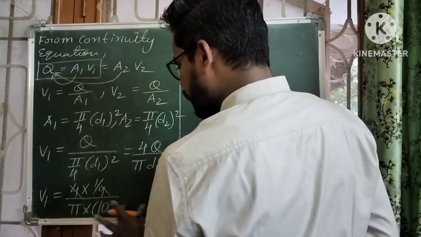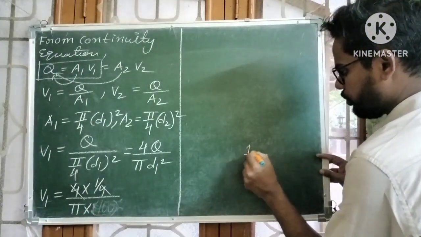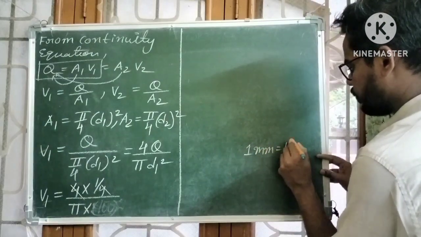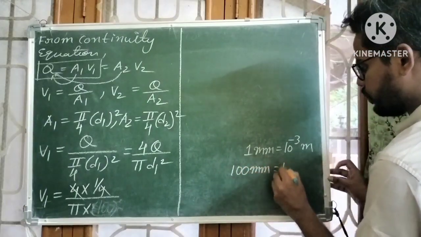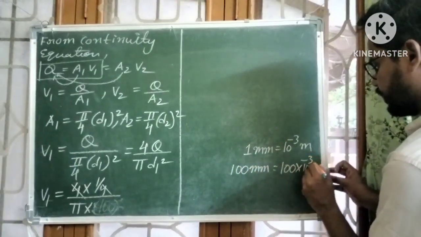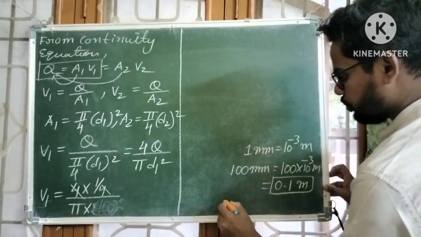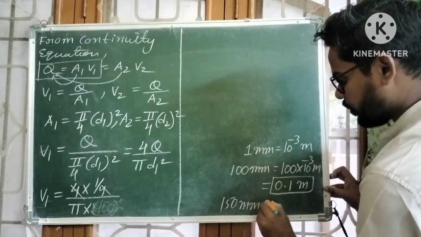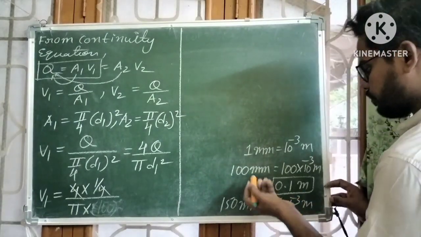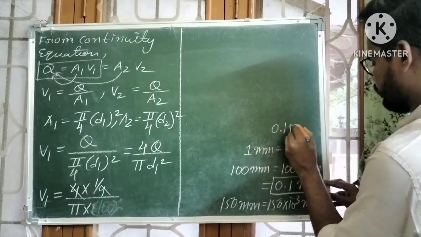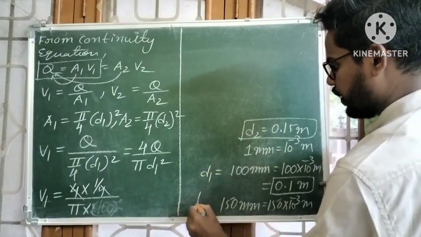So let us convert mm into meters. We know that 1 mm is equal to 10 to the power of minus 3 meters. Now 100 mm is equal to 100 into 10 to the power of minus 3 meters. If you simplify this, you will get 0.1 meters. And what about 150 mm? 150 into 10 to the power of minus 3, how much? 0.15 meters. d2 is equal to 0.15 meters. So this is d1 and this is d2.